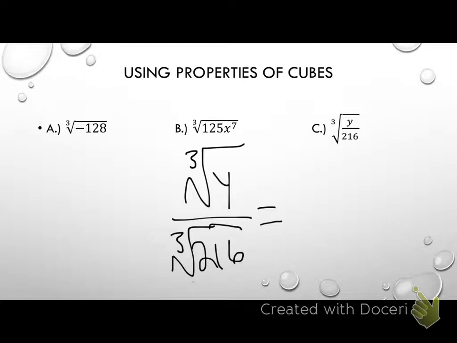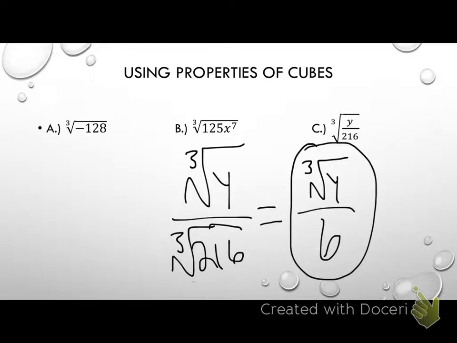Now I'm just going to simplify each cube root. I cannot take the cube root of y, so it just stays as the cube root of y. And then the cube root of 216 gives me 6. This fraction right here cannot be simplified any further, so this is my answer.